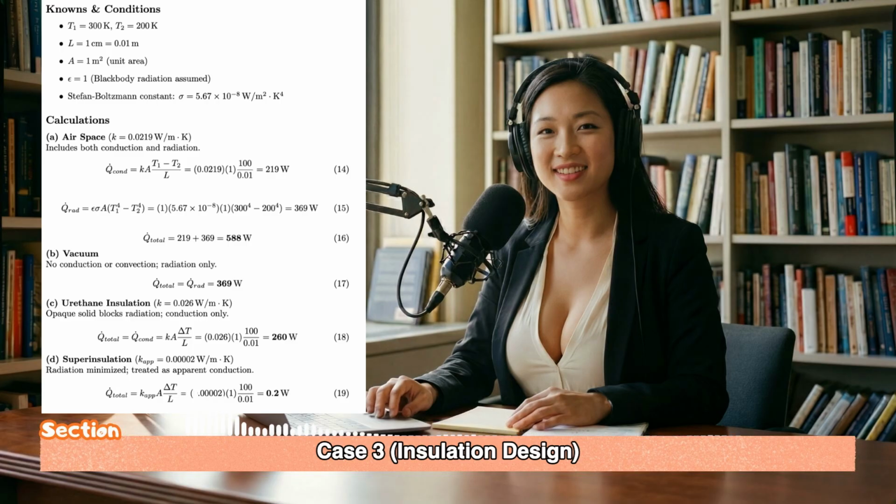This is a fantastic illustration from the sources, example 111. It compares heat transfer between two parallel plates 1 centimeter apart. One is hot, 300 Kelvin, and one is cold, 200 Kelvin. The goal is to minimize the rate of heat transfer. Okay, scenario 1. We put standard air in the gap. Air is a poor conductor, its K is low.